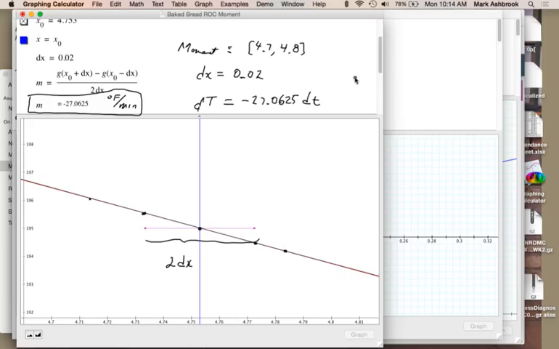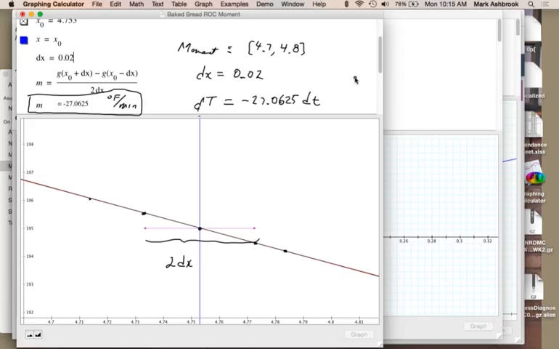Right. So given any change in time, the change in temperature is negative 27.0625 times the change in time. But now there's something new to this. What else is new to this that we didn't have before? Yeah, Sam. Over the interval of 4.7 to 4.8, we have to have a dt, a little dt, that's in the moment. What happens if dt gets too big?